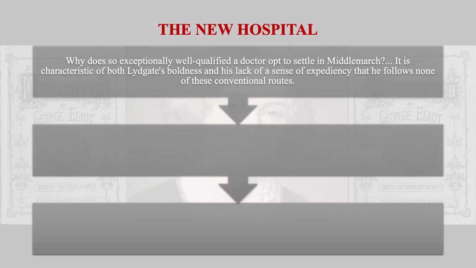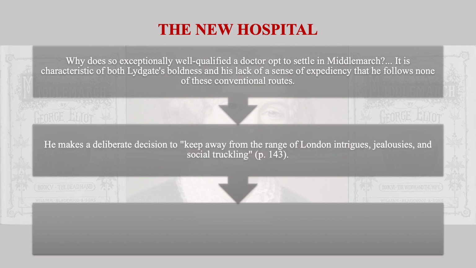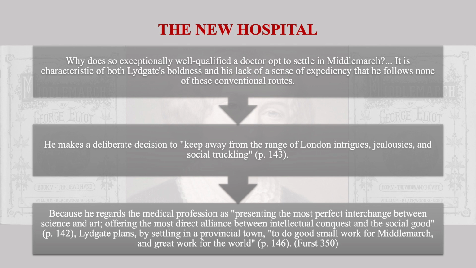So Lillian first raises this question: why does so exceptionally well qualified a doctor opt to settle in Middlemarch? It is characteristic of both Lydgate's boldness and lack of expediency that he follows none of the conventional routes. He makes a deliberate decision to keep away from the range of London intrigues, and because he regards the medical profession as, within quotes, "presenting the most perfect interchange between science and art," Lydgate plans by settling in a provincial town to do good small work for Middlemarch and great work for the world. So, first here is actually drawing attention to this zeal for reform, medical reform in Lydgate.